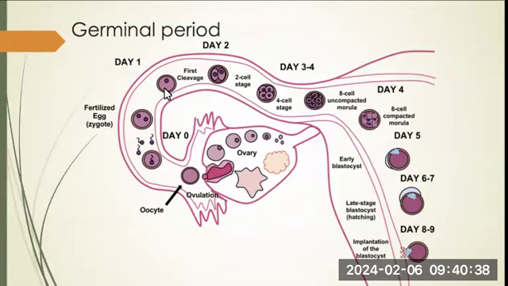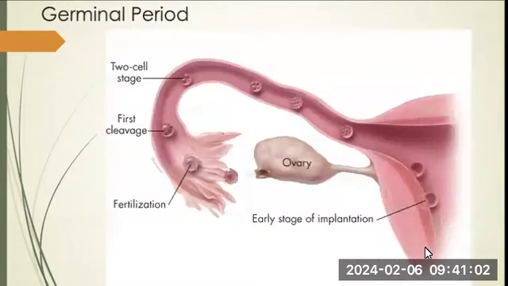As you can see, by the second day, it's already multiplying. By the second day, you have first cleavage. It's already starting to grow. It's incredible how quickly the zygote grows. By the 10th day, as it's traveling in the fallopian tube, it's continuing to grow. And then by the time it implants into the uterus, that is the end of the germinal period. At that point, it's no longer called a zygote, it's called a blastocyst.